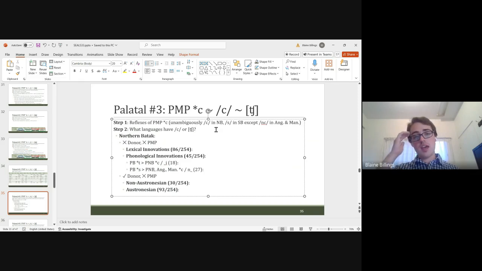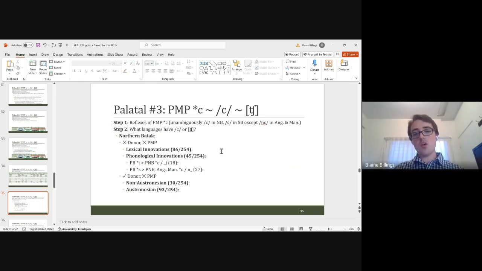So what languages have the palatal affricate? The Northern Batak languages, all of them have it. There are many lexical innovations, and there are also phonological innovations that occurred regularly in certain environments, so T before I and S after N. And this matches with what happened in Angkola Mandailing for the S after N. And then you also have many donor languages again, from non-Austronesian and Austronesian sources, and this can be compared to exactly what we saw on the previous slides for J.